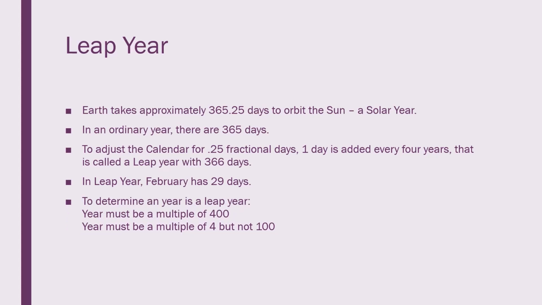To determine if a year is a leap year, we check if the year is a multiple of 400, or divisible by 400, or a multiple of, or divisible by, 4 and not by 100.